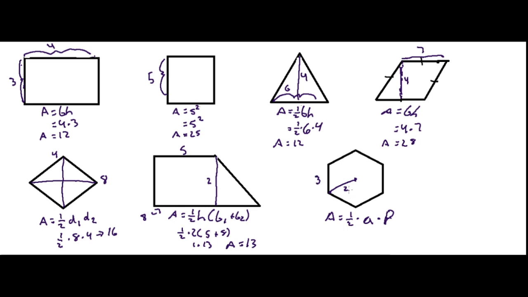So in this case we have a hexagon, so that is a shape with 6 sides. In a regular polygon, each of its sides is the same length. So that means its perimeter is going to be equal to 6 times 3. So our P is equal to 6 times 3, which is equal to 18. Now we can plug this in for our area. So our area is equal to 1/2 times the apothem, which was 2, times our perimeter, which we found was 18, and that means that its area will be equal to 18.